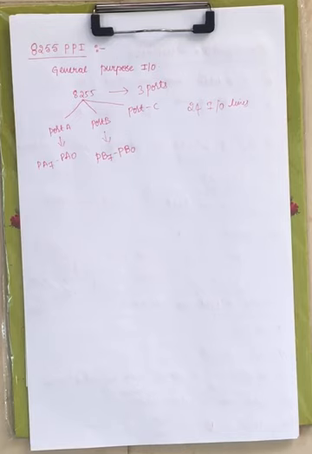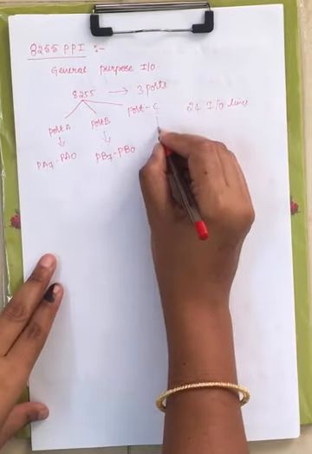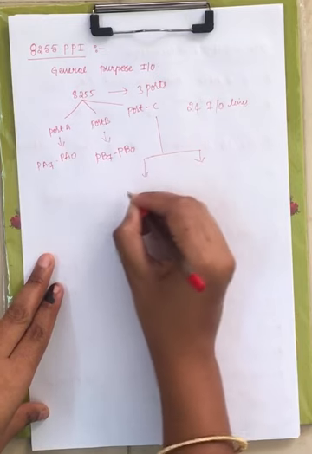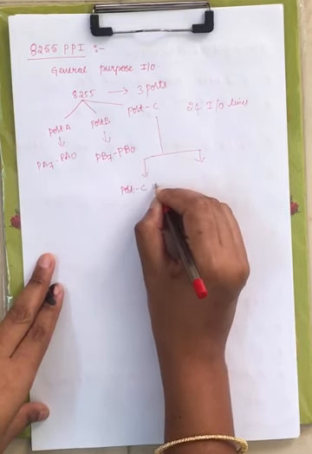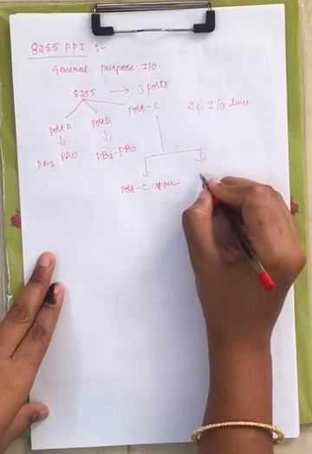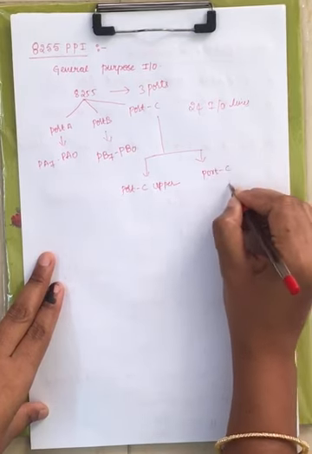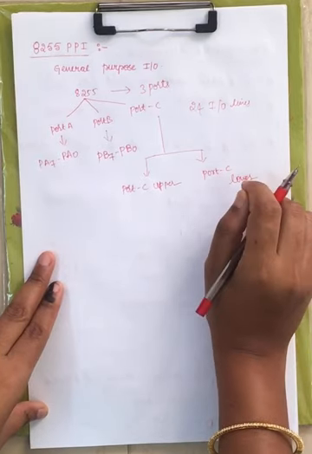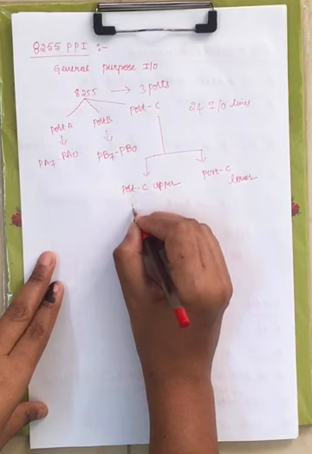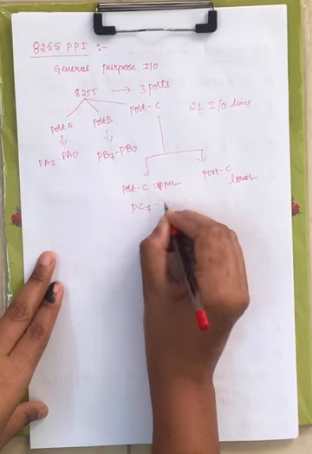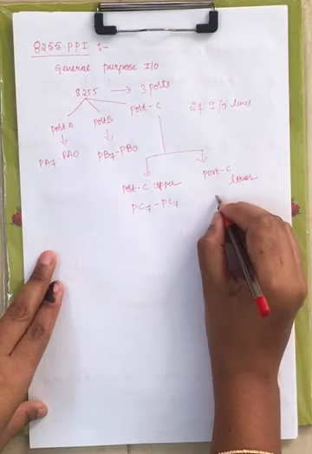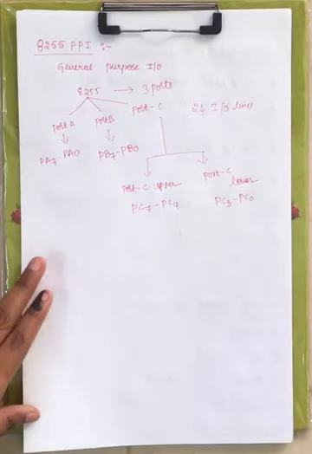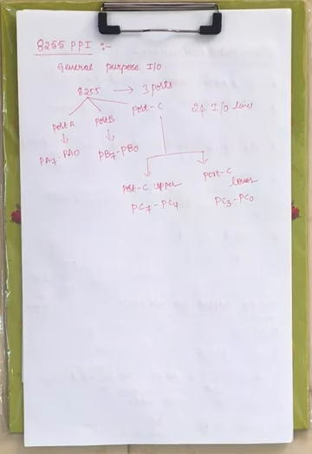Now coming to port C, this is available in 2 forms: one is port C upper and the other is port C lower. What are the I/O lines for port C upper? PC7 to PC4. For port C lower, PC3 to PC0. The lower 4 I/O lines come under port C lower, and the upper 4 come under port C upper.